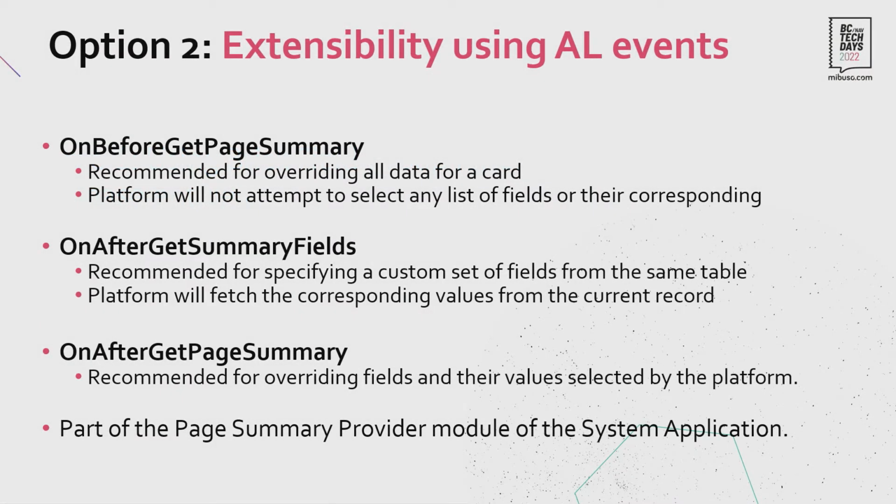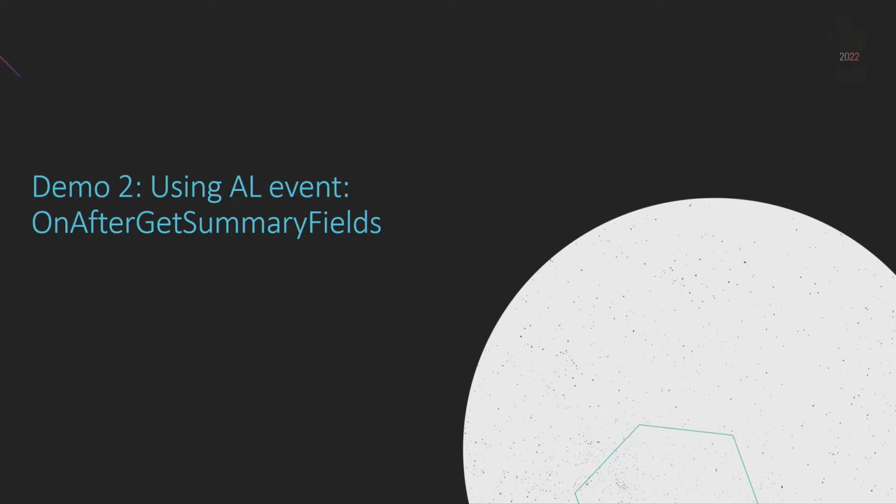Let's see the second option, extending using AL events. Business Central offers 3 different AL events so that you can have full control of fields on the Teams card. You can read about this in the documentation as well. Without going into details, I just want to mention that these events are part of the system application in the page summary provider module. And I'm going to demo one of them. Let's choose OnAfterGetSummaryFields.